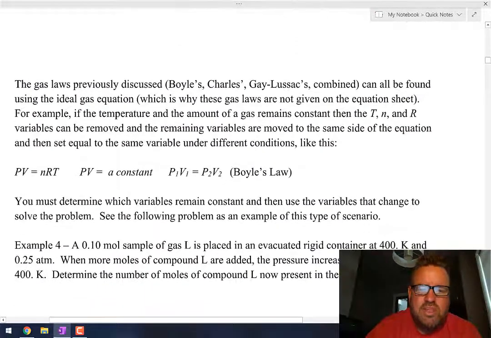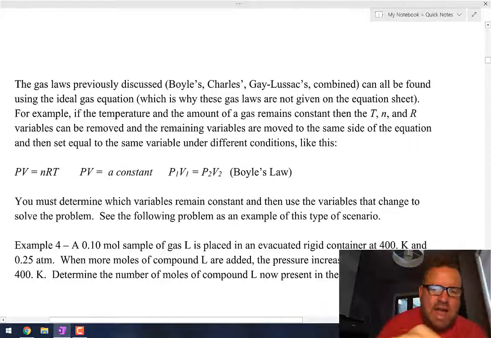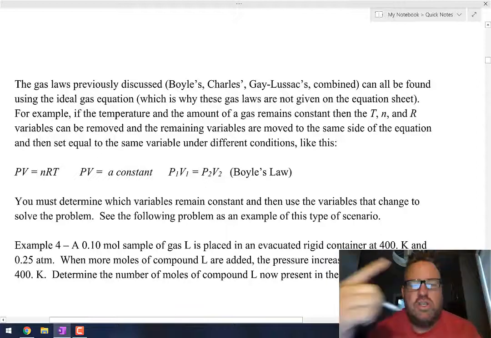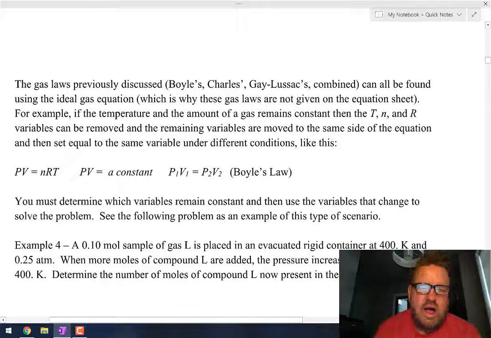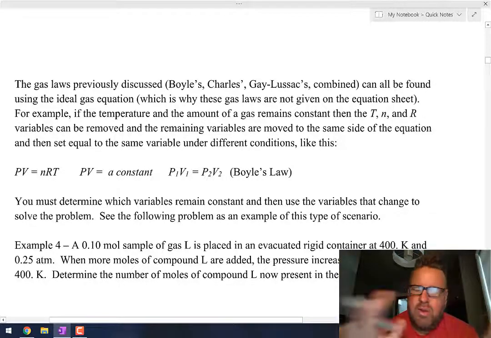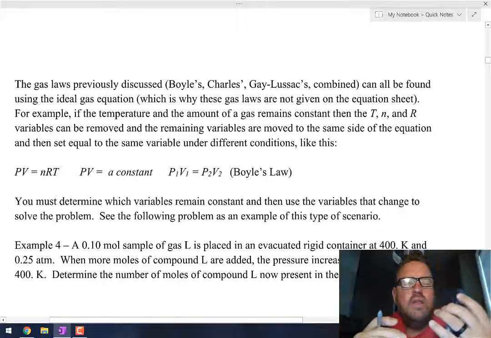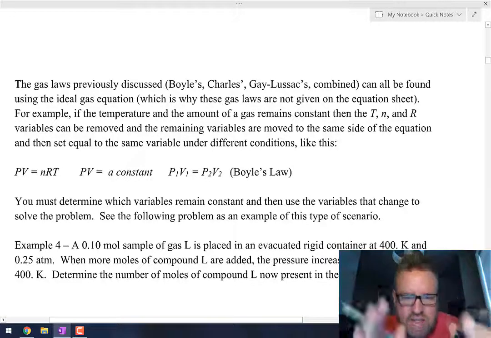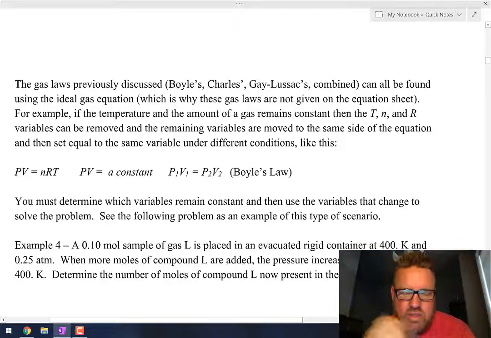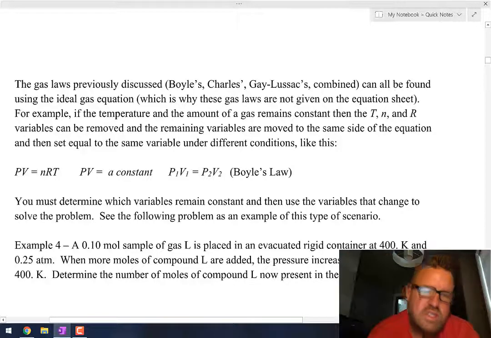Okay, and then we talked about this earlier, but again, we can use the ideal gas equation to get Boyle's law, Charles' law, the combined gas law, etc. Anytime something is constant, you can remove it. Let me clarify that: anytime one thing is the same from one side to the other. So something has to be changing. The pressure was this, now it's this. The volume was this, now it's this.